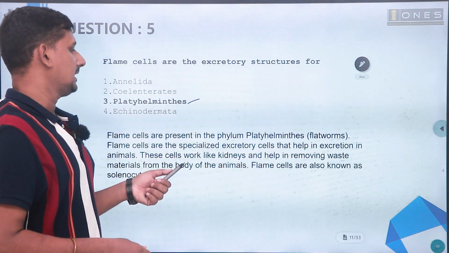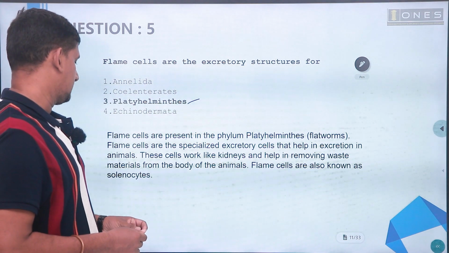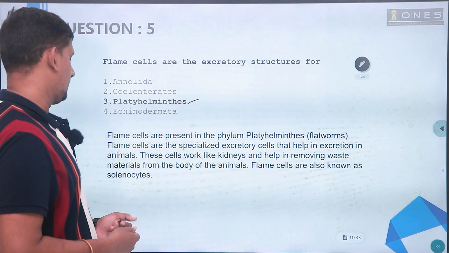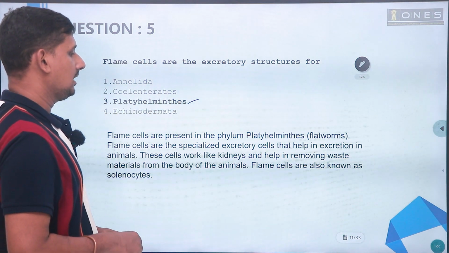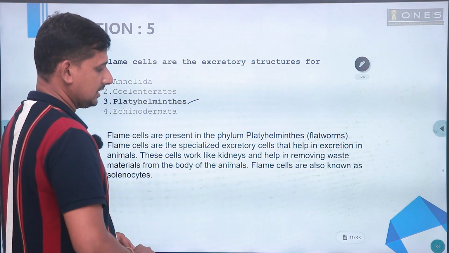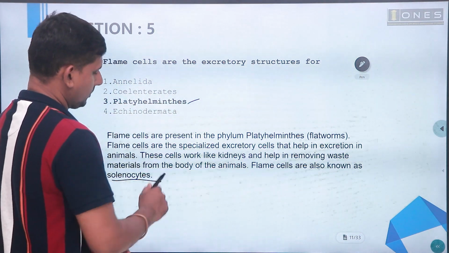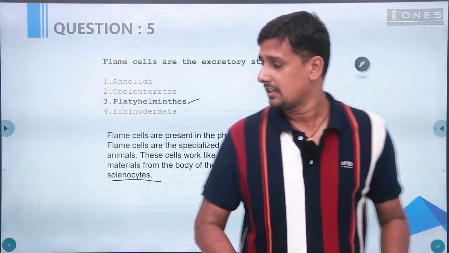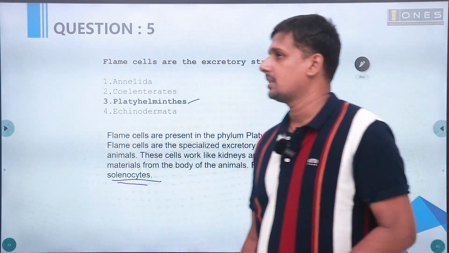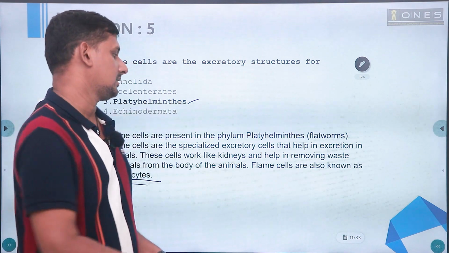Flame cells are specialized excretory cells that help in excretion in animals. These cells work like kidneys and help in removing waste materials from the body of the animal. Flame cells are also known as solenocytes. So flame cells പറയുന്ന മറ്റൊരു പേരാണ് solenocytes. Okay, so the spelling is S-O-L-E-N-O-C-Y-T-E-S, solenocytes. Flame cells പറയുന്ന മറ്റൊരു name ആണ് solenocytes.